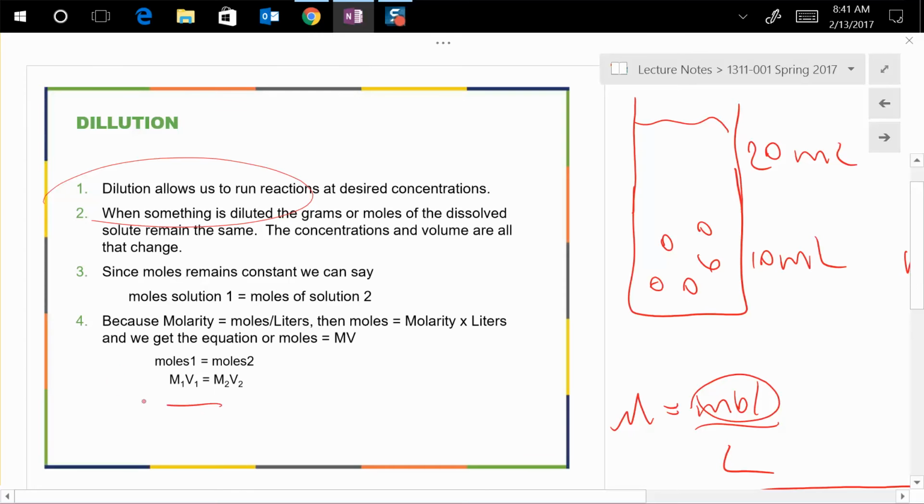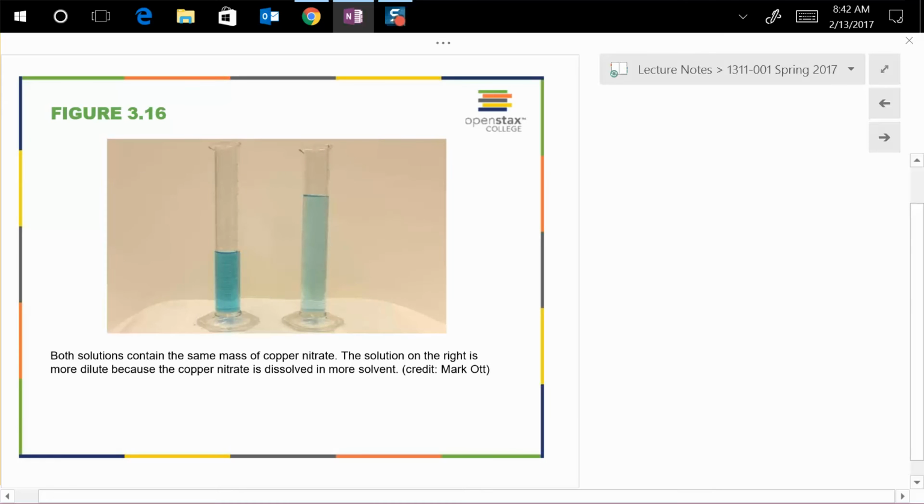Okay, so this is the dilution equation that will be a reference material for you. M1V1 equals M2V2. You just simply have to know, what am I solving for? Am I solving for the initial molarity, the initial volume, the new molarity, or the new volume? Okay? So let's look at some practice here.